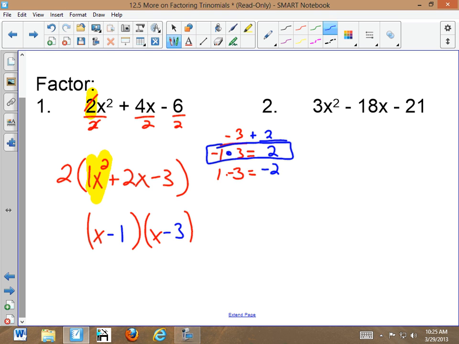And this is the last and most important step. I have to bring the 2 I factored down in front of those 2 binomials. All I'm doing is factoring something out, if I can, and then factoring my remaining trinomial into 2 binomials, either by doing this method or doing the method we learned yesterday. Okay? Nothing new.